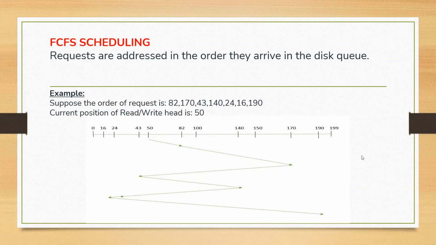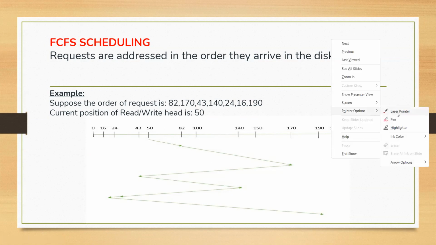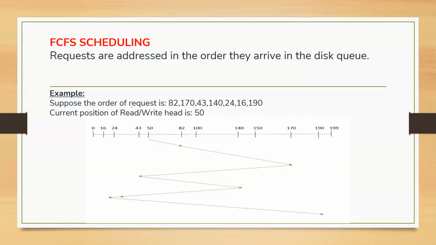Now look at the example which is given below. The example shows that the order of requests is 82, 170, 43, 140, 24, 16 and 190. So this is the order of arrival, which means 82 has arrived first and 190 has arrived last. The current position of the read-write head is 50.